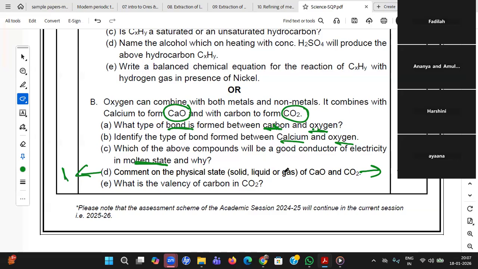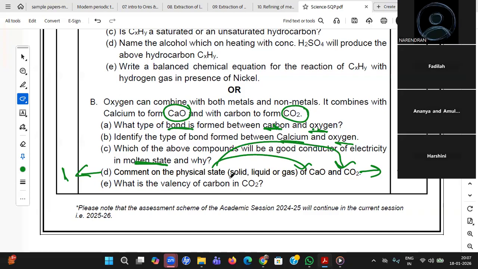I'm very happy you all know more than what he's asking. But please don't write that much. Save your time. Save your marks also. Please be pinpoint to the questions asked for 1 mark. If this question is asking for 2 marks, what Fadila said is absolutely right. Now, valency of CO2.